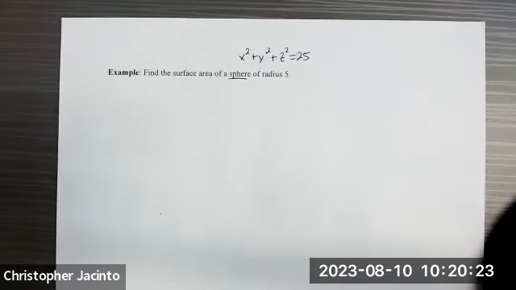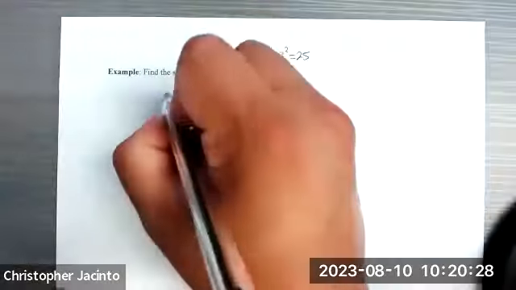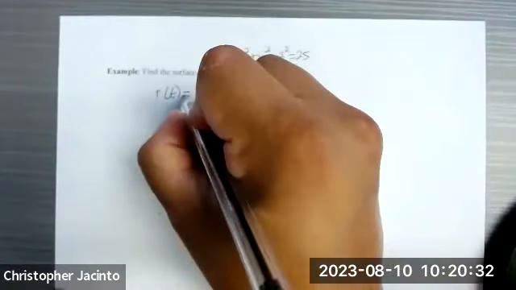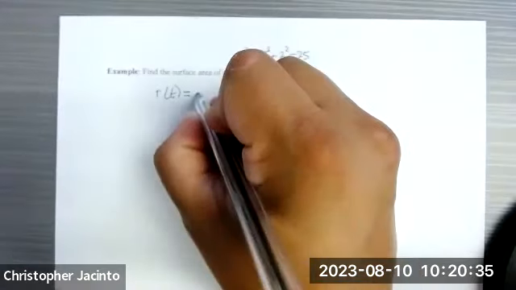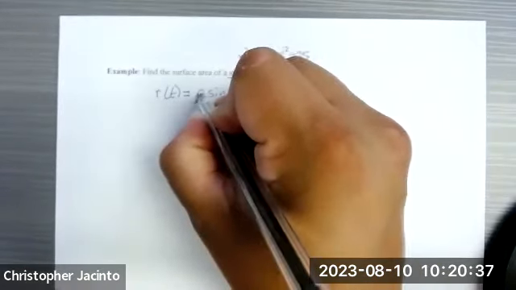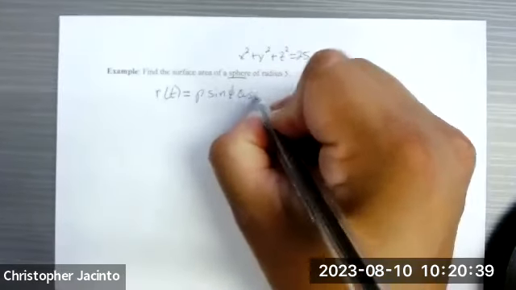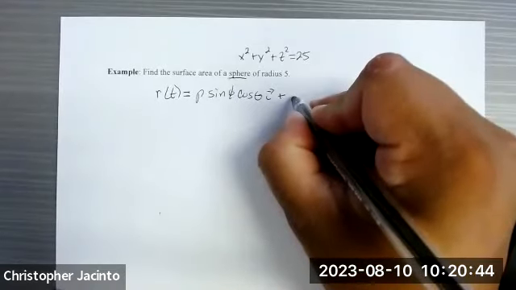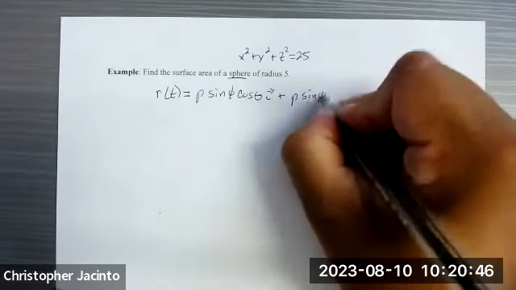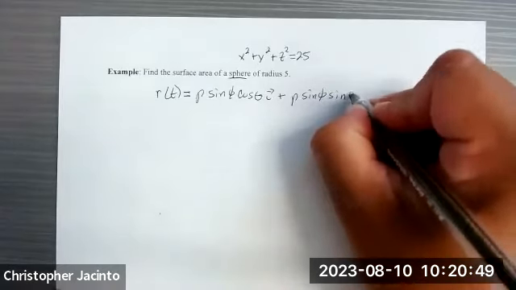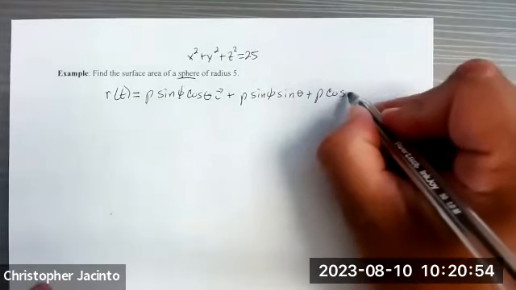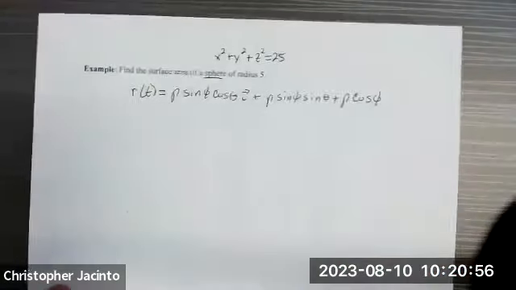So how do we do this? Well, everybody's favorite sphere. So our r of t is equal to our normal transformations, right? So x is rho sine phi cosine theta. This is the i component, and the y component gives us that.